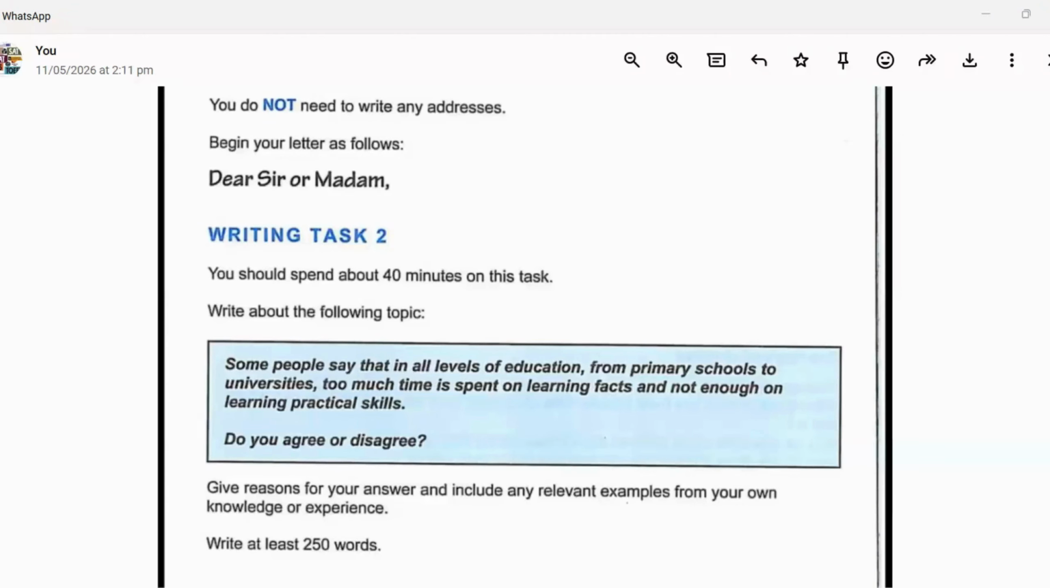And also do not write lesser than 250. All right? Do not write lesser than 250, because if you do, you will definitely be penalized.